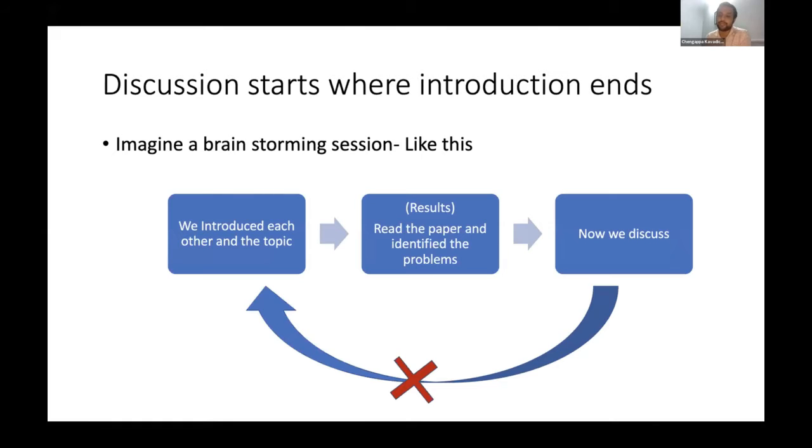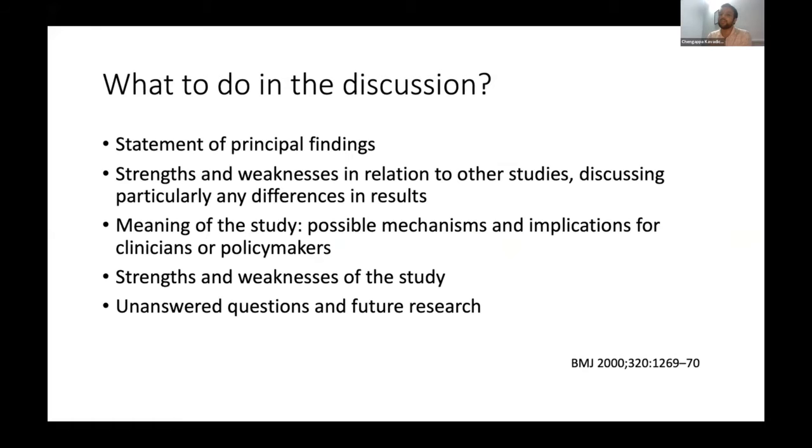So now in discussion, we don't go back to introduction. We don't talk about who is presenting this again and why this was done, but we keep cycling between the results and discussion. Based on your result, we discuss. Based on the discussion, we can go on to the next part of the result. So keeping this in mind, first of all, we have to give a statement of principal findings in the discussion. Then we discuss the strengths and weaknesses in relation to other studies. Then we discuss the meaning of my study. Finally, the strengths and weaknesses of this study.